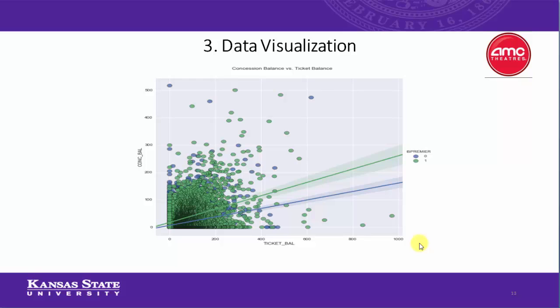In this visualization, it shows the number of tickets purchased and the amount spent on concessions by both groups of members. This chart shows that the majority of purchases in both categories are Premier members, supporting the fact that they are older and they have their own money to spend how they see fit.